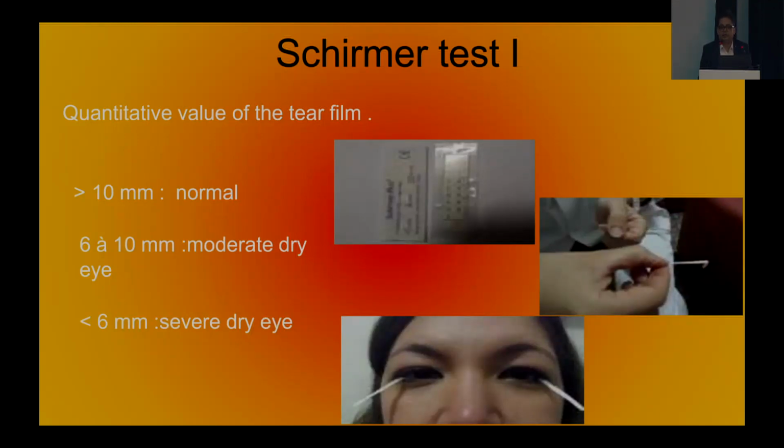When you instill the anesthetic drop, we cut short the reflex tearing, and we are assessing only the basic tear secretion.